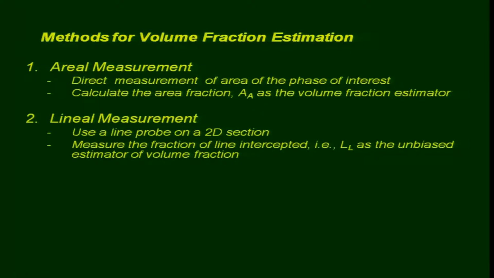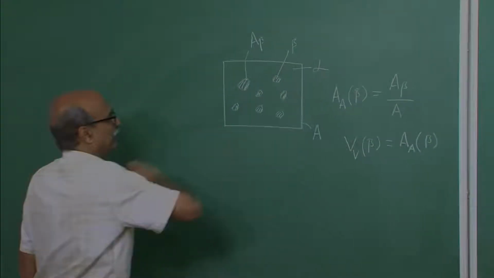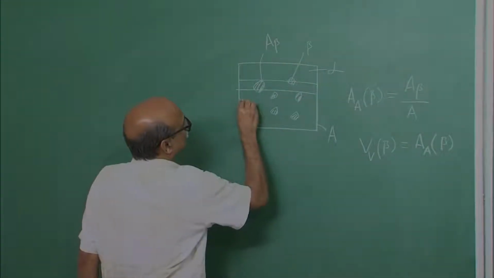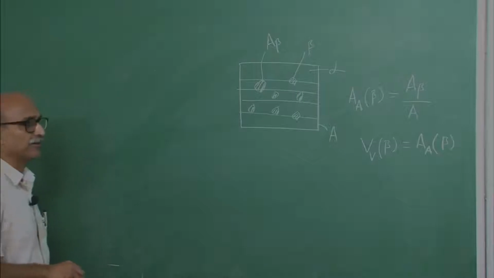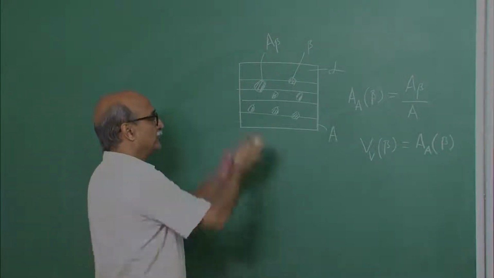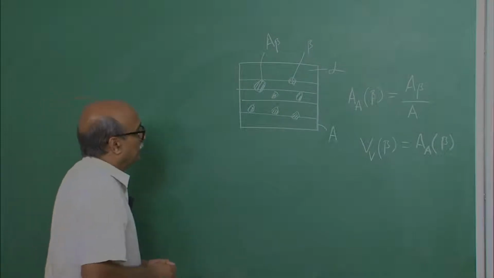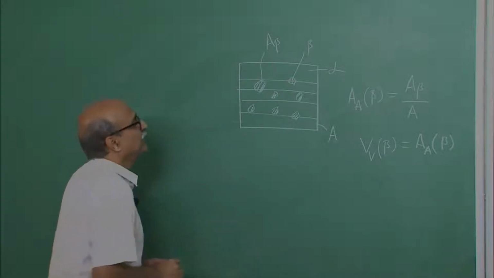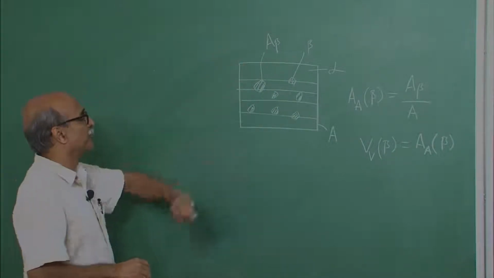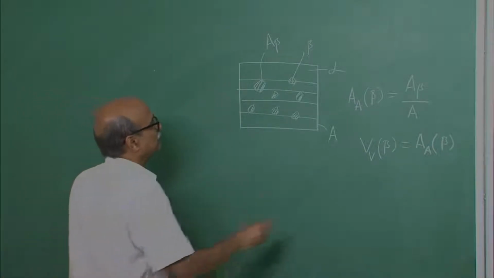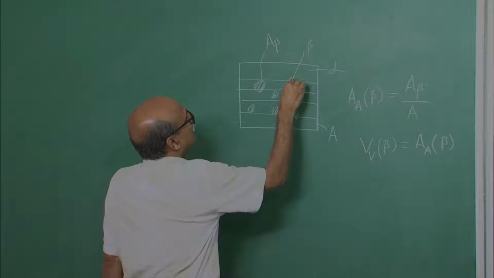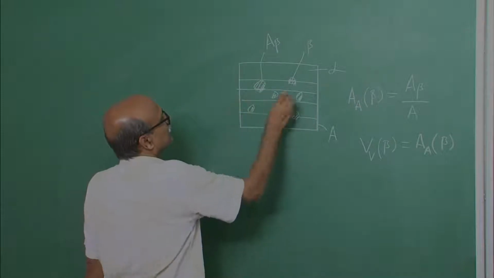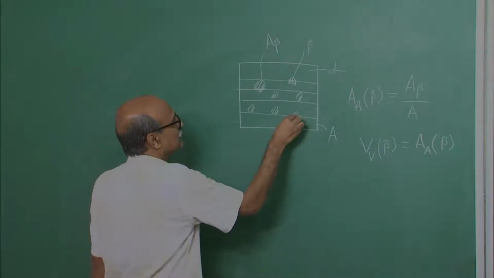Now, let me just understand what this line fraction means. Again, on the board, on this image, I impose a grid of parallel lines. Actually, they need not be parallel, they need not even be straight, but we impose a certain set of lines, and usual practice, as it is simpler to implement, is to put a set of parallel lines and measure the lengths intercepted inside the beta particles. So, this is one such length, this is another such length, this is a third such length, and so on.